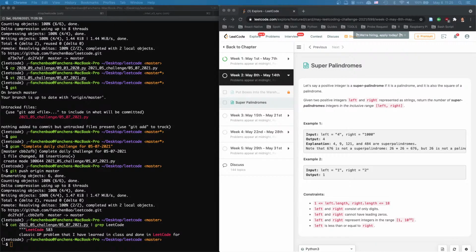In the range 4 to 1000, 4, 9, 121, and 484 are super palindromes. 676 is not, because it is 26 times 26, and 26 is not a palindrome. Okay, so single digits always work, right? And then 11, 22, that's here. Next one, 33, but 33 squared is larger than 1000. And it has to be a palindrome itself, so even if we do 33, it's not going to pass.